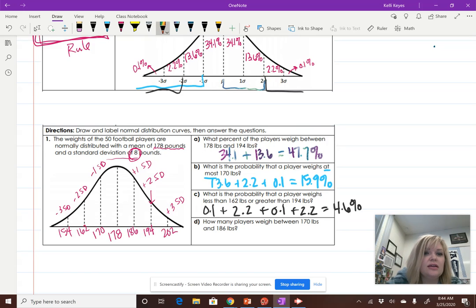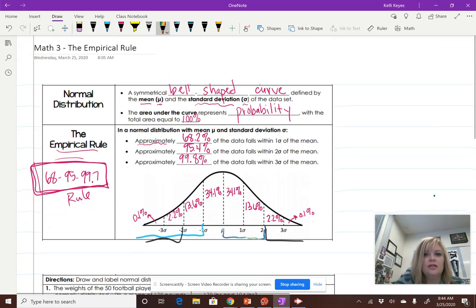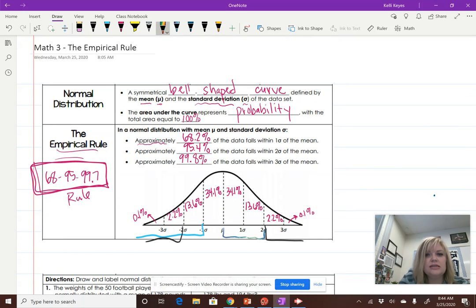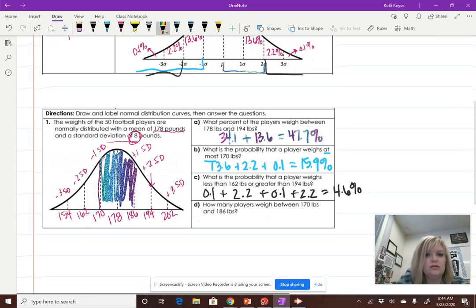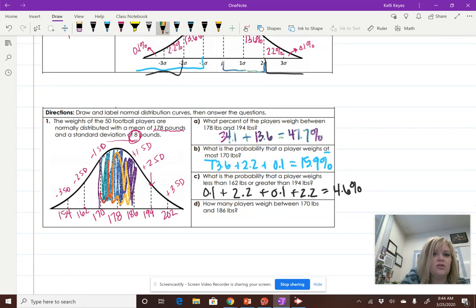So 170 is just 1 SD below the mean, and 186 is 1 SD above. Oh, wait, that's 1 SD below and 1 SD above. I know what that is. That's this right here, 68.2. I don't even need to do anything else because I know that's 1 SD below.